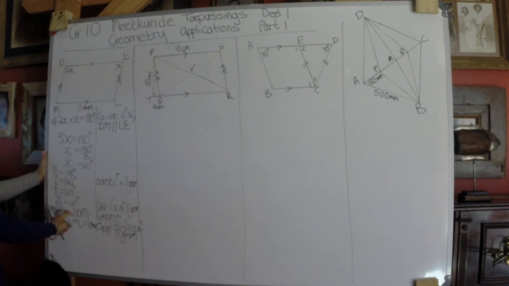And if DE equals 2DM, then DM is going to equal 5 millimeters.